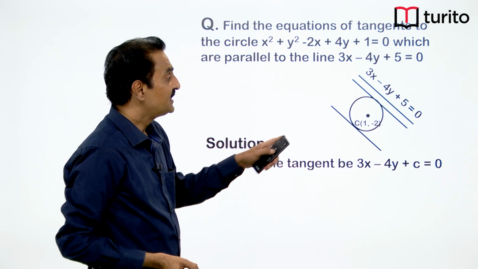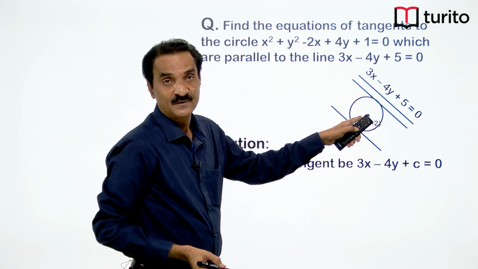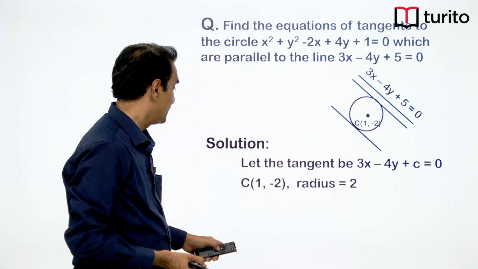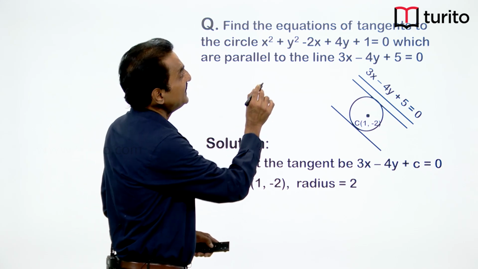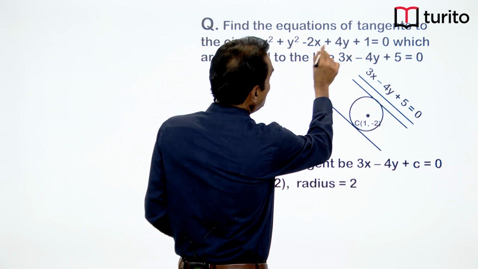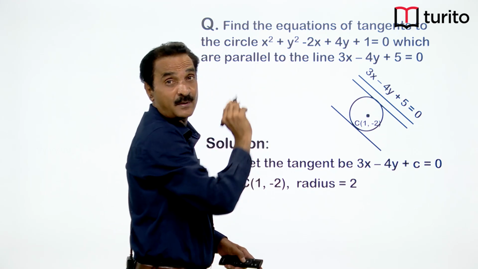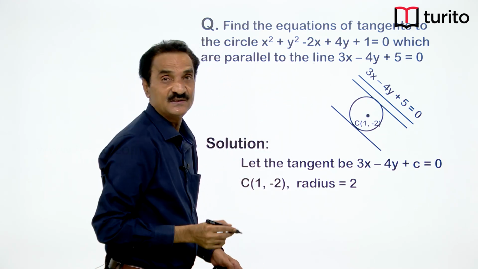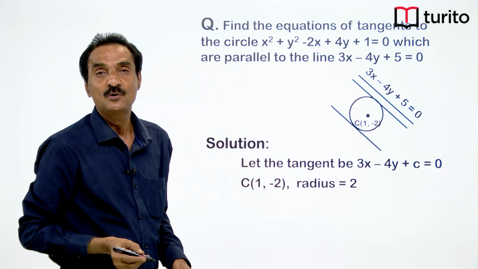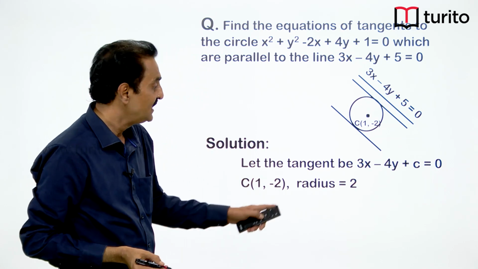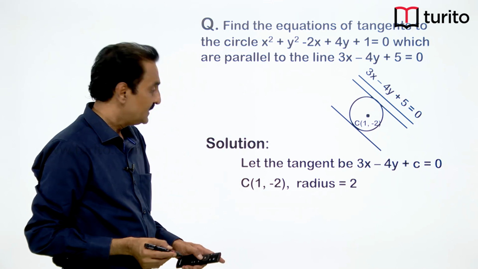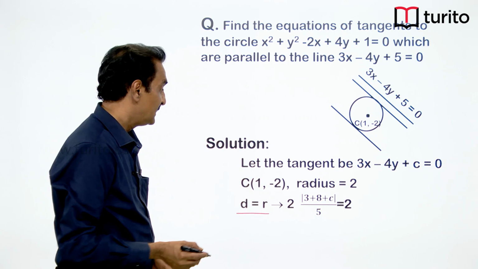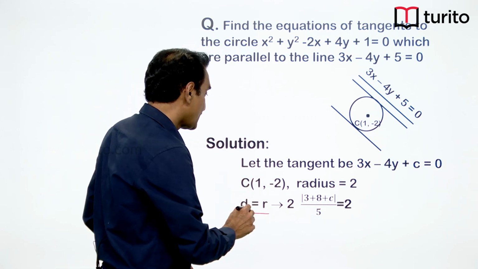What is the condition if a line touches a circle? Perpendicular distance from the center is equal to the radius, and the center of the circle is 1 comma minus 2, that is minus g comma minus f. The radius of the circle, if you calculate by the formula root over g square plus f square minus c, you will get 2. Then d is equal to r is the condition. Then what is d?